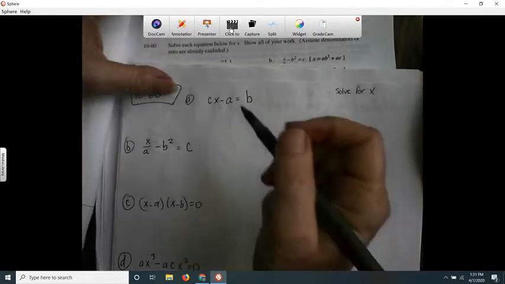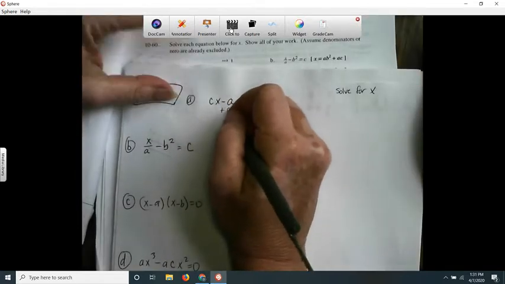Here's Integrated 3, 10-60. We're supposed to solve for x. So we're just going to use algebra to get x by itself on each one of these problems. So this one I'm going to add a to both sides.